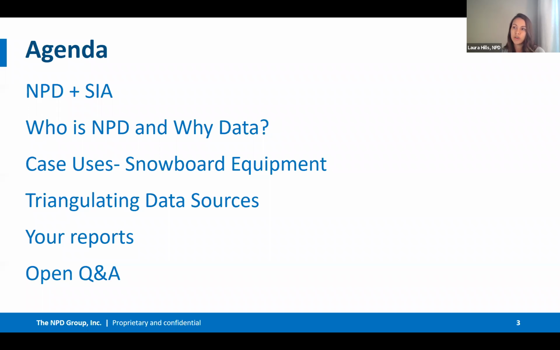And then lastly, I'll show you what your reports look like, the ones that you have access to through your membership with SIA. And I'll take a little time to walk through what those look like. If there are any questions along the way, please certainly share them out.